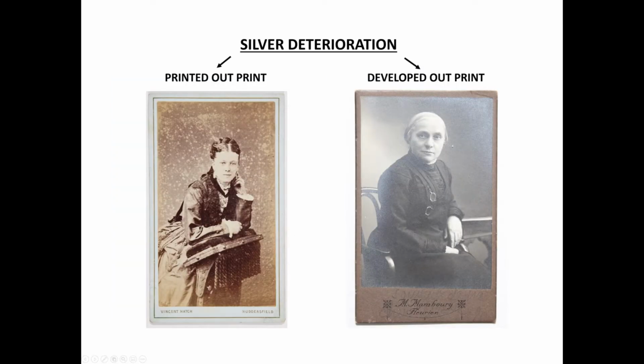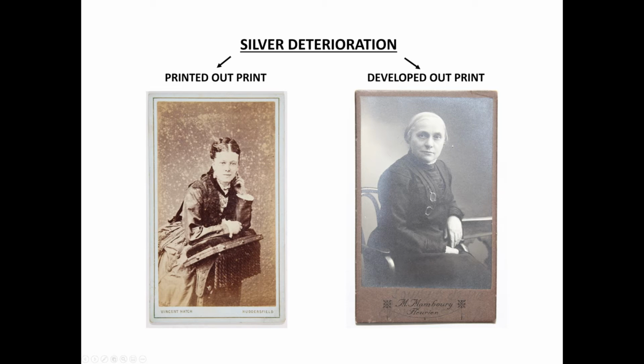Because the silver particles in printed out images are smaller, it means that a higher proportion of the silver in a printed out image is on the surface of the particles, making it much more susceptible to chemical attack. And consequently, many printed out prints were gold toned to reduce the rate of deterioration. These survive better and have a slightly maroon tint. However, they are not as resistant to chemical attack as developed out prints.